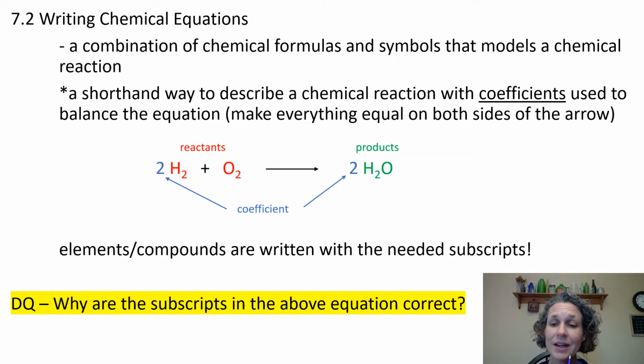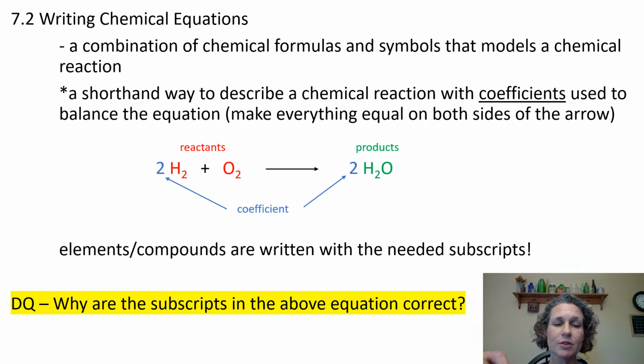Okay, so now writing chemical equations. We practiced in chapter 5 on writing compounds, and this is just a continuation of that, but adding a little bit to make it more like a chemical sentence. So when you write chemical equations, you have a combination of chemical formulas, which we've practiced, and then other symbols that model a chemical reaction. It's basically just a shorthand way to describe what's going on.